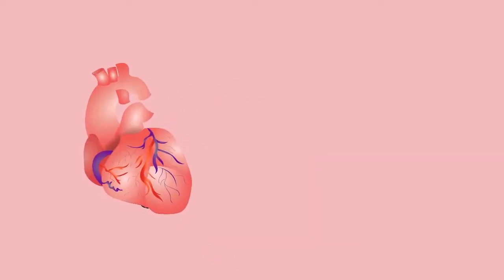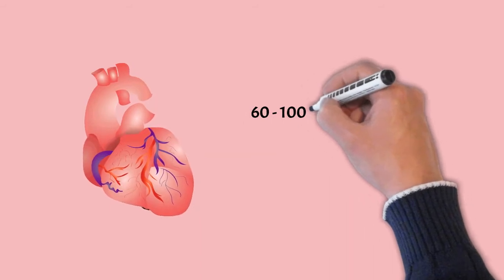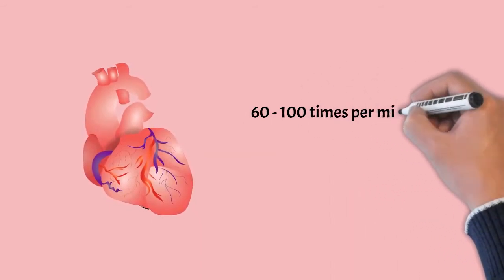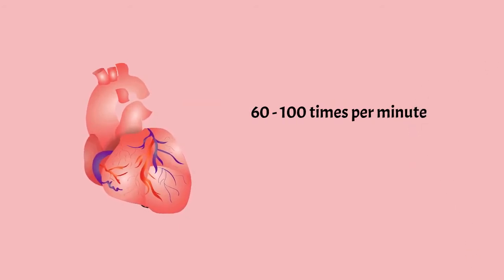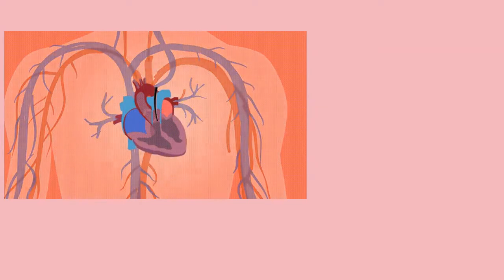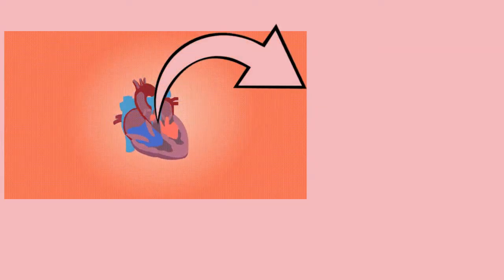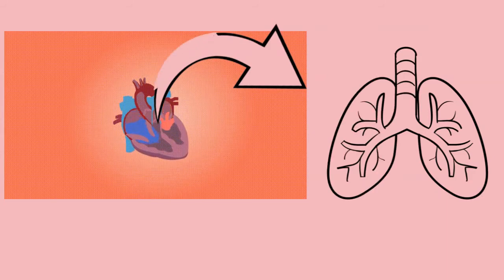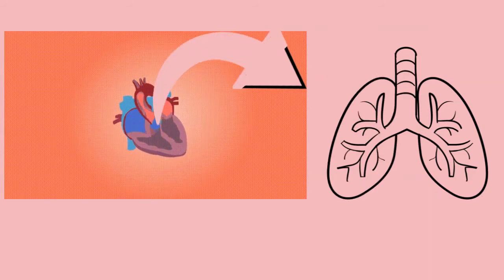The heart is a muscular organ in humans, which pumps blood through the blood vessels of the circulatory system. The heart usually beats about 60 to 100 times per minute. With each heartbeat, the heart sends blood throughout the body, carrying oxygen to every cell. After delivering the oxygen, the blood returns to the heart. The heart then sends the blood to the lungs to pick up more oxygen. This cycle repeats over and over again.